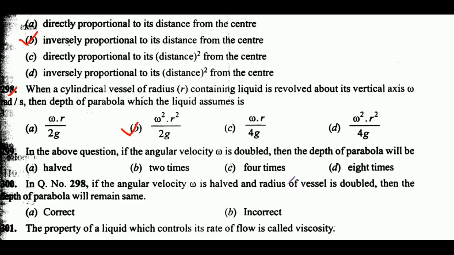Next is, in the above question, if the angular velocity omega is doubled, then the depth of parabola will be. Here friends, these are the options, and here the correct answer is option C, that is 4 times.